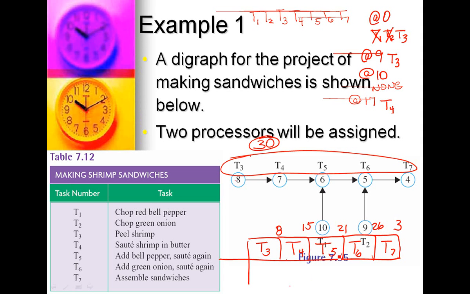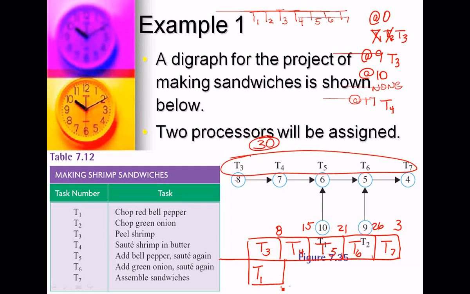T1 and T2 are both ready at the beginning, so we could schedule those. T1 for a weight of 10, T2 for a weight of 9, and here's our schedule. That's part C.